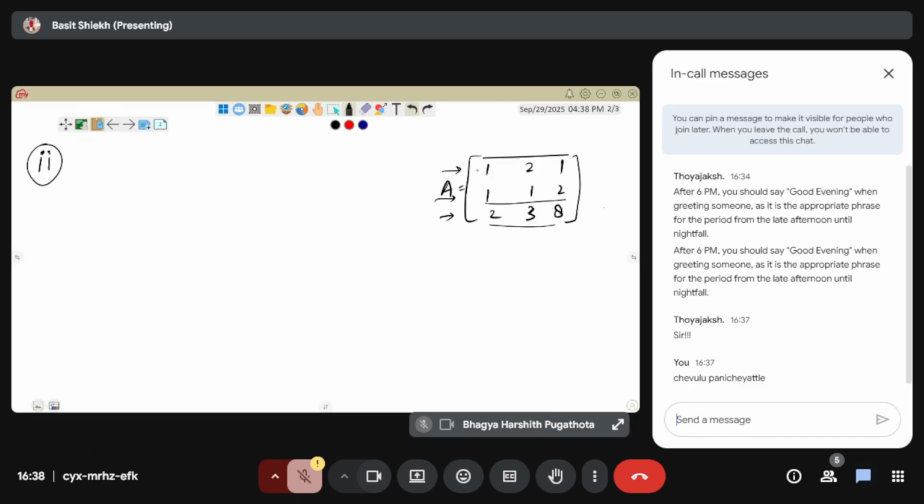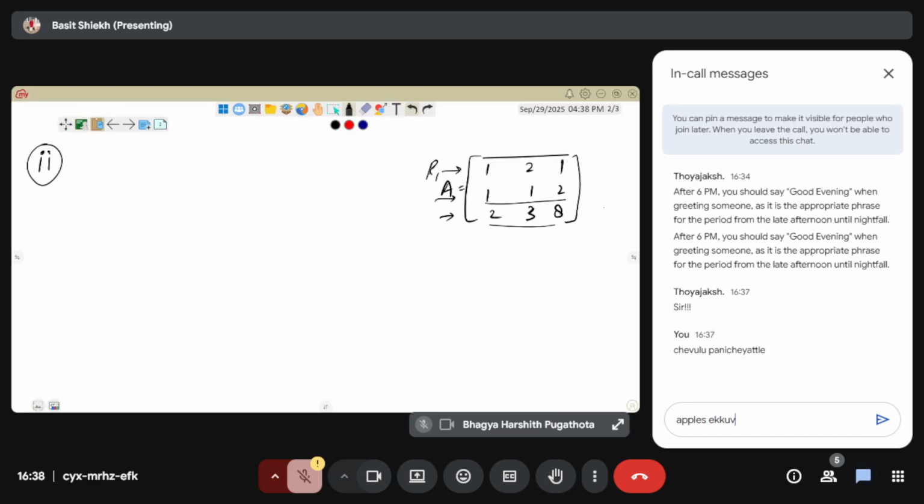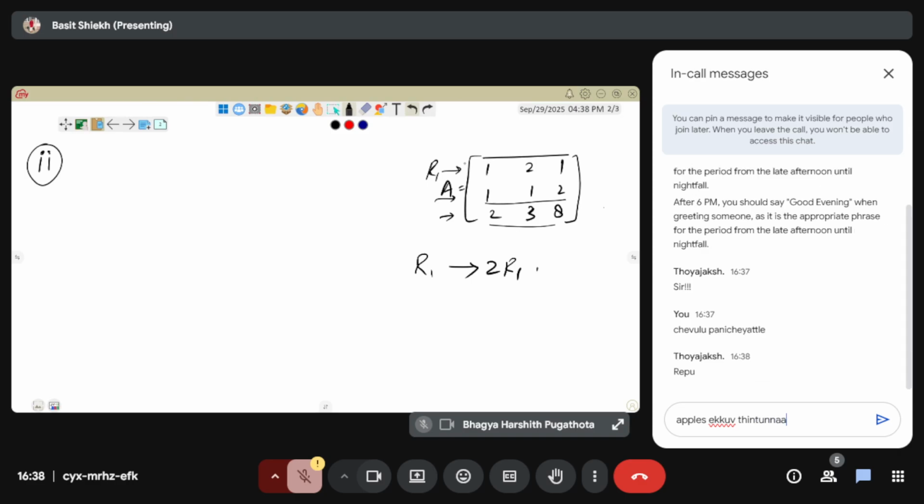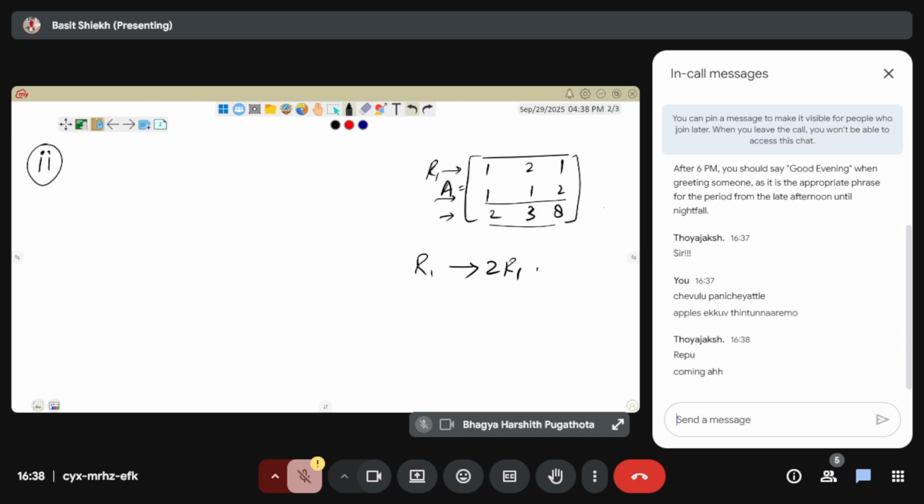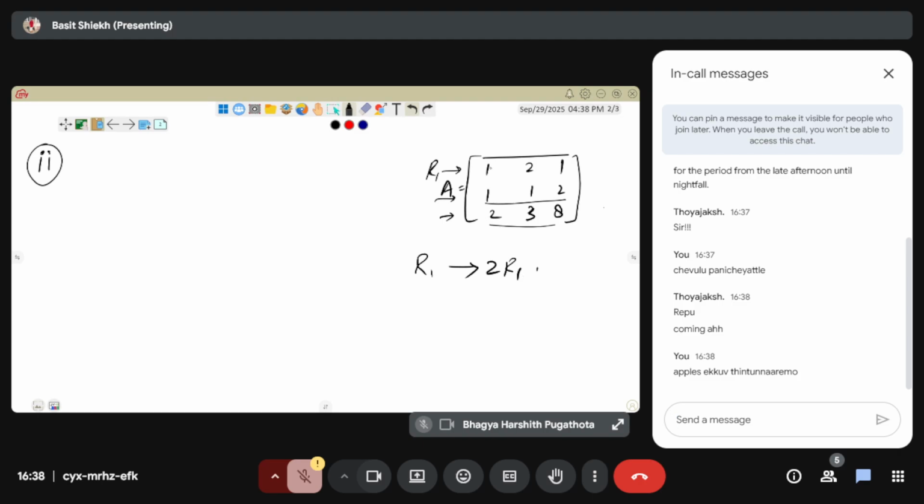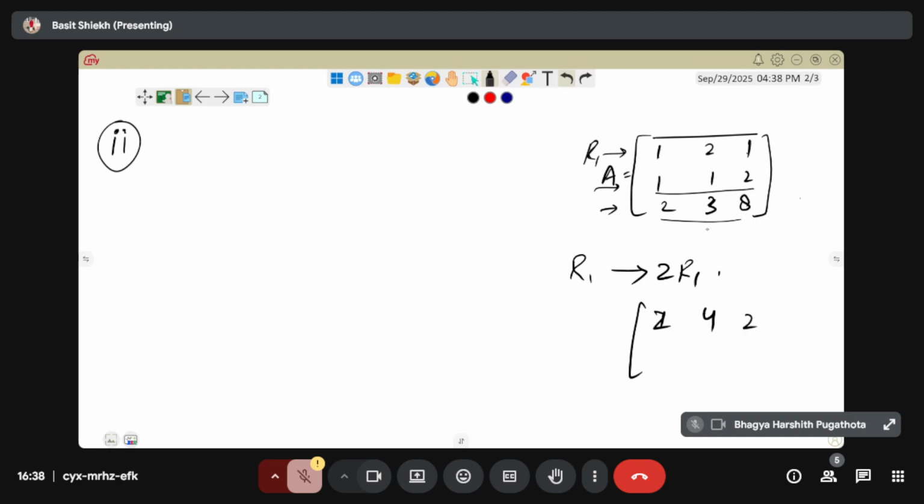So let's consider this first row, row 1. Let's multiply it with 2. So R1 goes to 2 times R1. Instead of R1, its elements will get multiplied by 2. Here it was 1, so this matrix will get converted into 2 into 1, 2, 2 into 2, 4, 2 into 1, 2. Rest of the elements will remain the same: 2, 3, 8.